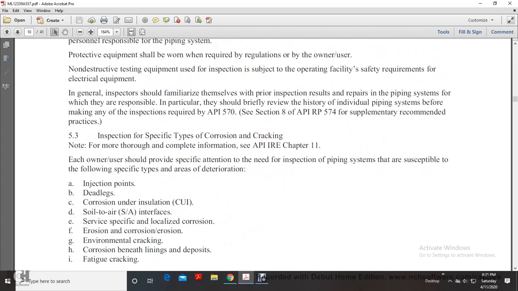5.3 Inspection for specific types of corrosion and cracking. For more thorough and complete information, see API RP 571, Chapter 11.